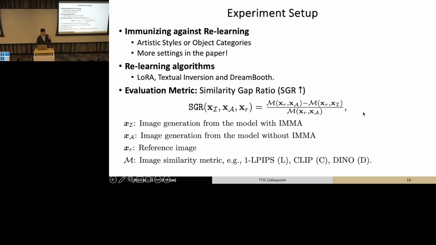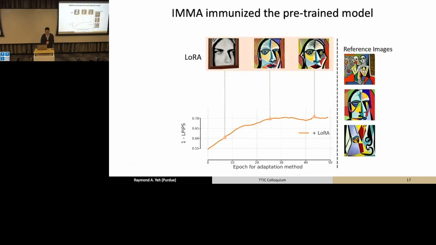The way to think about this SGR is that it's the performance gap caused by this immunization over the original performance. So it's kind of the ratio that we have. So let's look at an example and see.